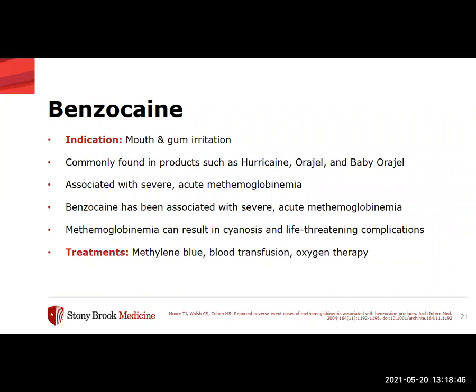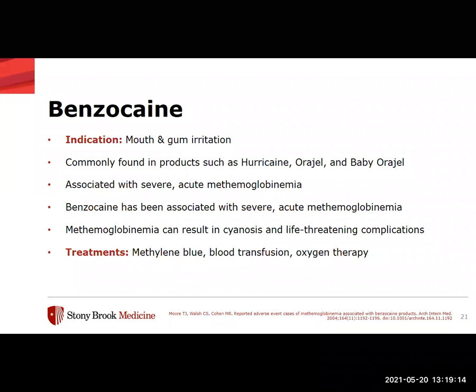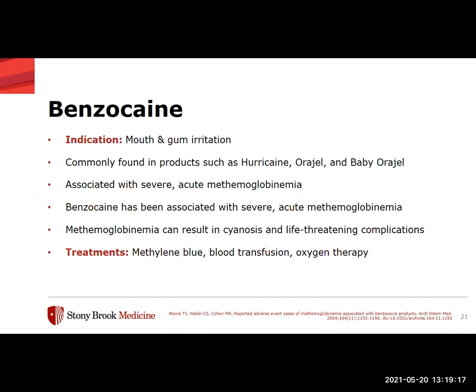The active benzocaine ingredient is commonly found in products for teething such as Hurricane, Oragel, and Baby Oragel. It is associated with severe acute methemoglobinemia, which is characterized by abnormal levels of oxidized hemoglobin that cannot bind or transport oxygen. Eventually, if it goes untreated, it can result in cyanosis as well as seizures and arrhythmias. In order to combat this, methylene blue is administered intravenously to hasten the conversion of methemoglobin to hemoglobin. Eventually, in severe cases, patients may also need blood transfusion or oxygen therapy.